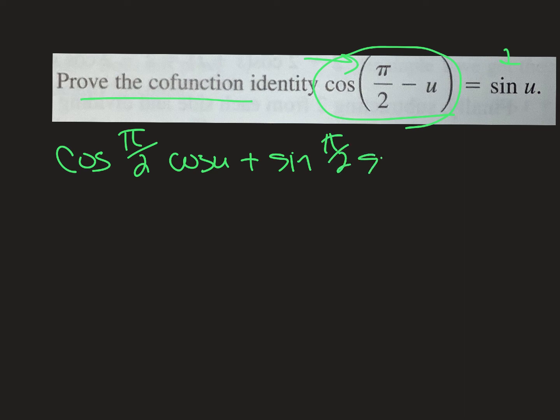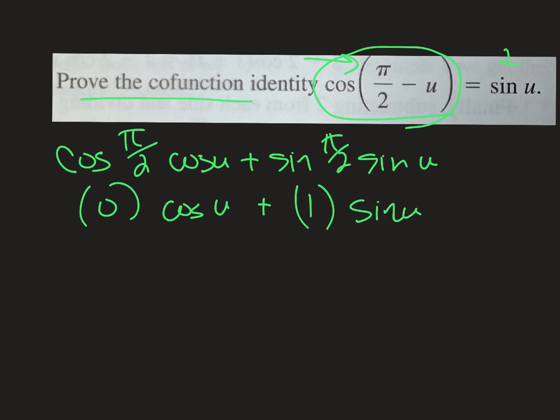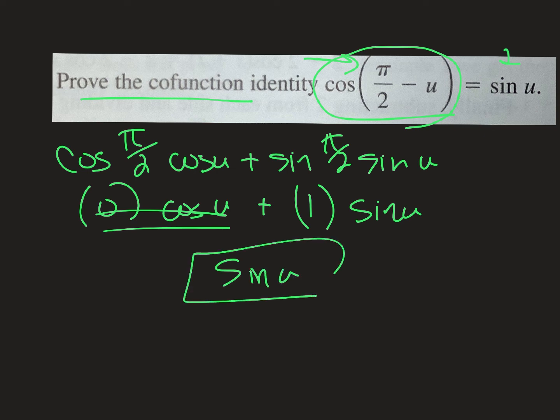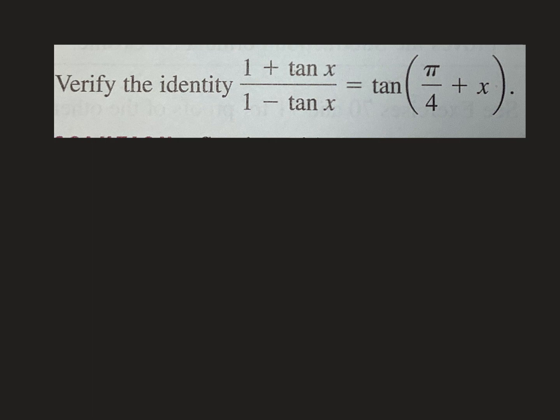Watch how quickly this thing takes shape here. Cosine of π/2 is 0. So I'm going to do 0 times cosine u. Sine of π/2 is 1. So 1 times sine u. And look at that. 0 times cosine, that's gone. 1 times sine u, sine u. Guys, just proved it in 3 lines. This side, that is that the identity is true based on the formula we're using today. Let's do another one of those.